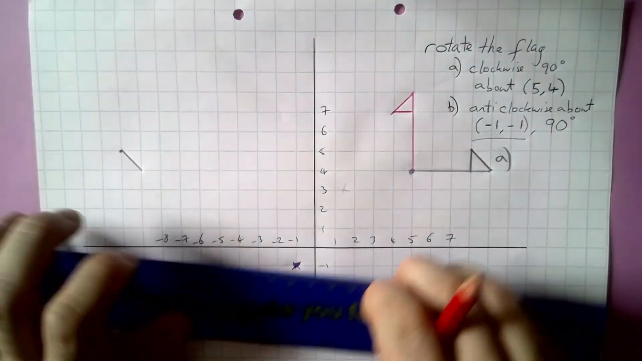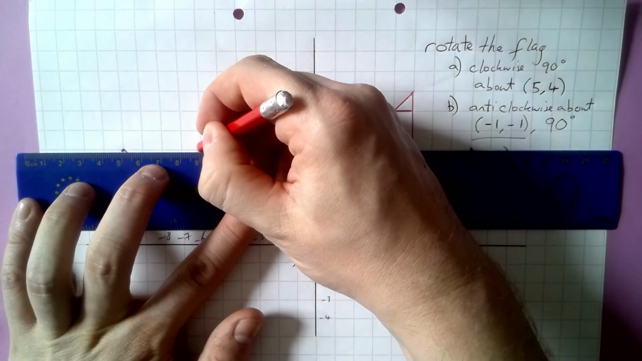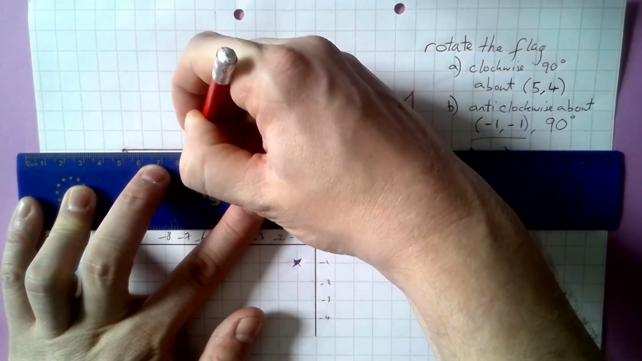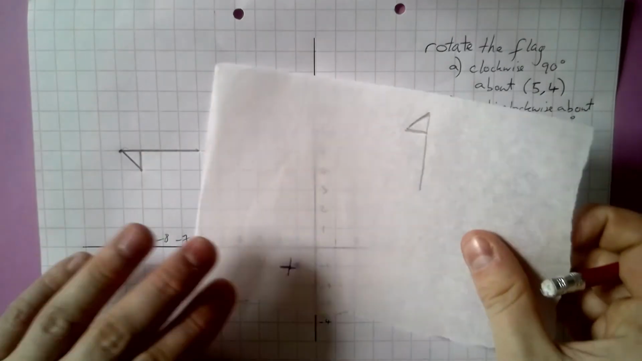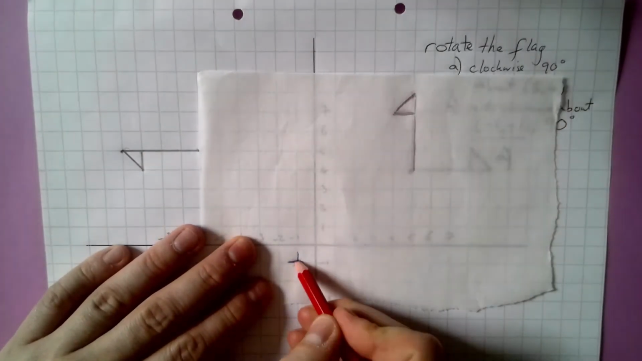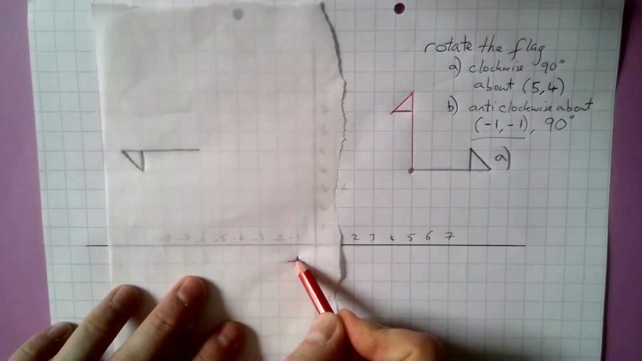And I can check in a minute. 1, 2, 3. Okay, so I'll just do a check. That's on there. Rotate anti-clockwise, fits perfectly onto there.